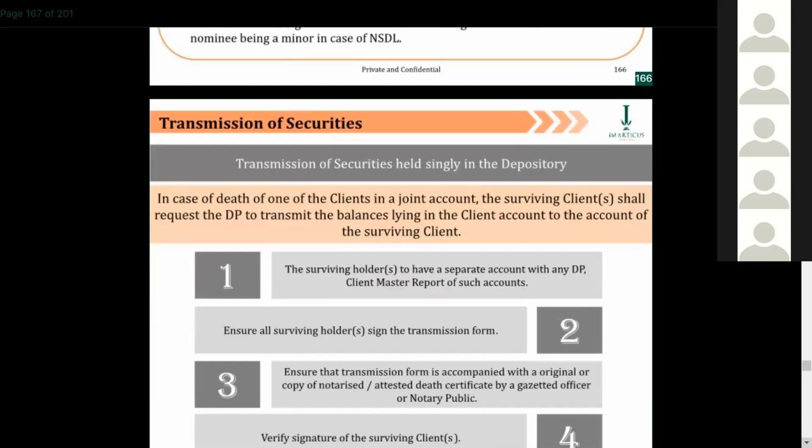So in case of death of a single holder, the securities have to be transmitted in the name of the nominee. However, in case of joint holders, it can be transmitted to the surviving holders. So in case of death of one of the clients in the joint holding, the surviving client shall request the DP to transfer the balance lying in the client account to the account of the surviving member.